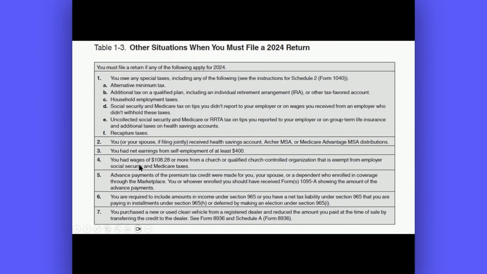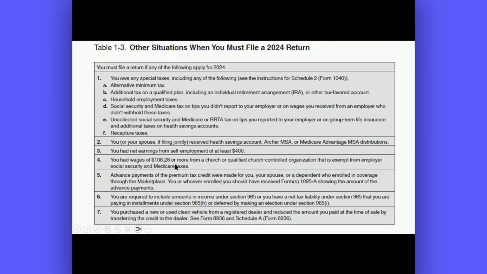Next, if you had wages of $108.28, and yes, you are reading that correctly, if you are a church employee, so certain church employees are exempt from withholding for Social Security and Medicare taxes.